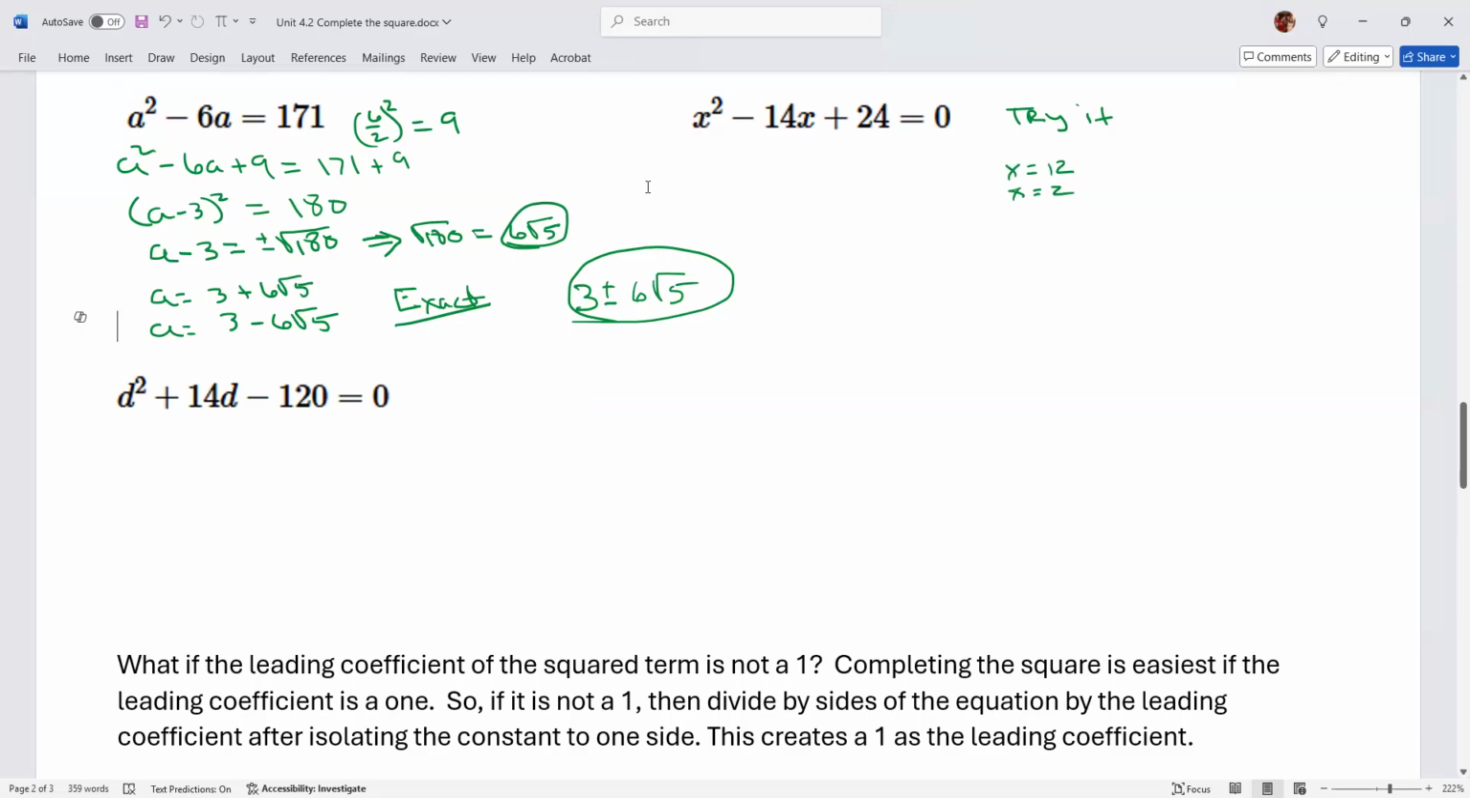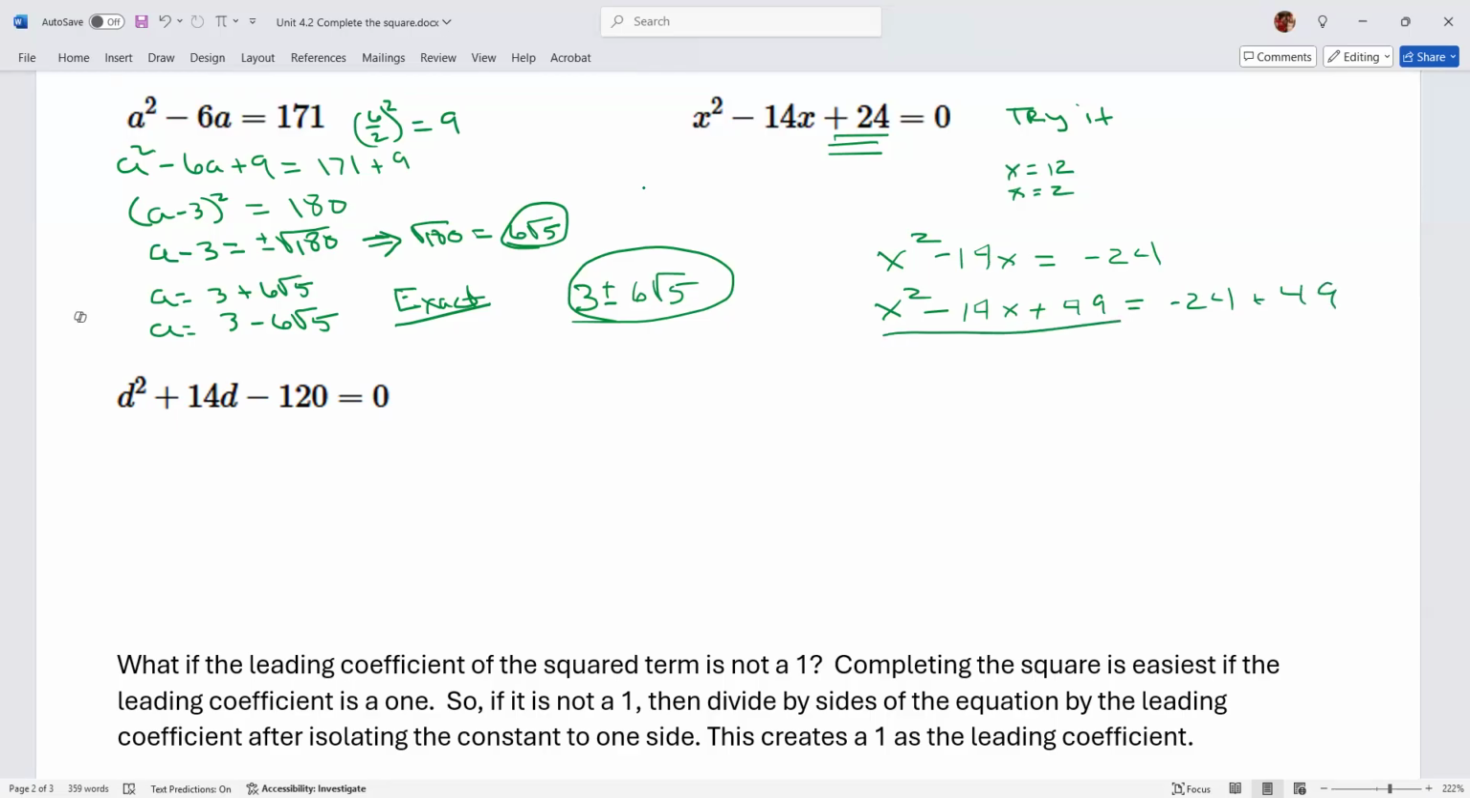Over on this one here, what do I want to do? Well, first thing I need to do is get the 24 to the other side. So I would subtract it. So I'd have x squared minus 14x is equal to a negative 24. Then half of 14 is 7. 7 squared is 49. So x squared minus 14x plus 49 is equal to negative 24 plus 49.